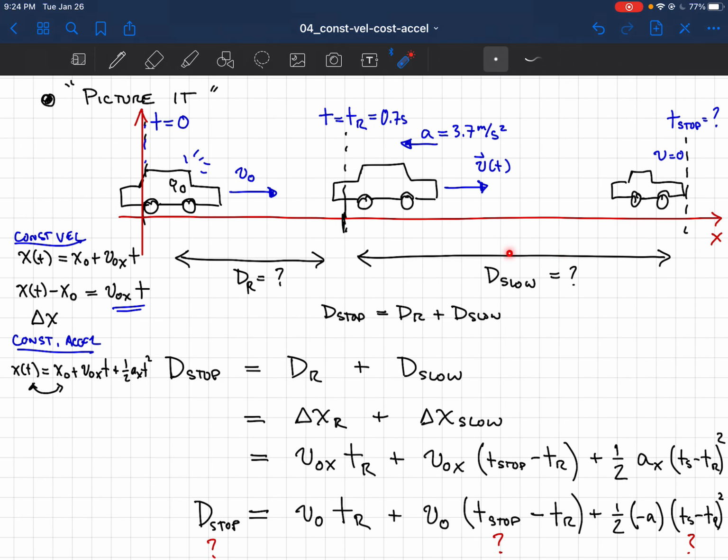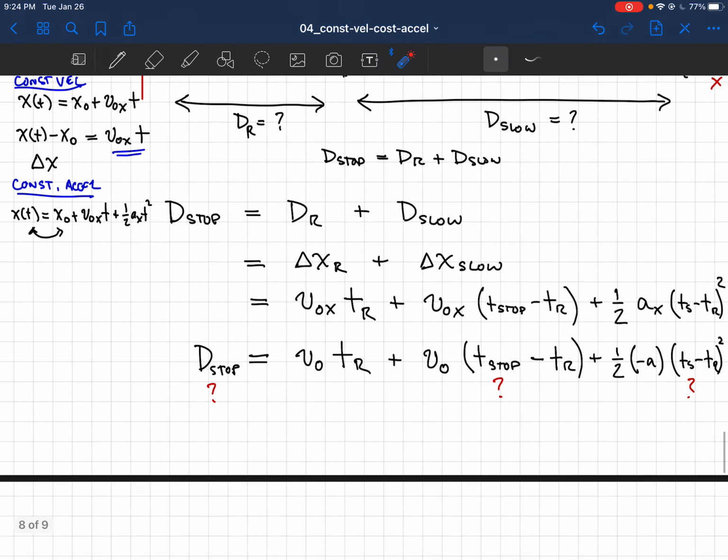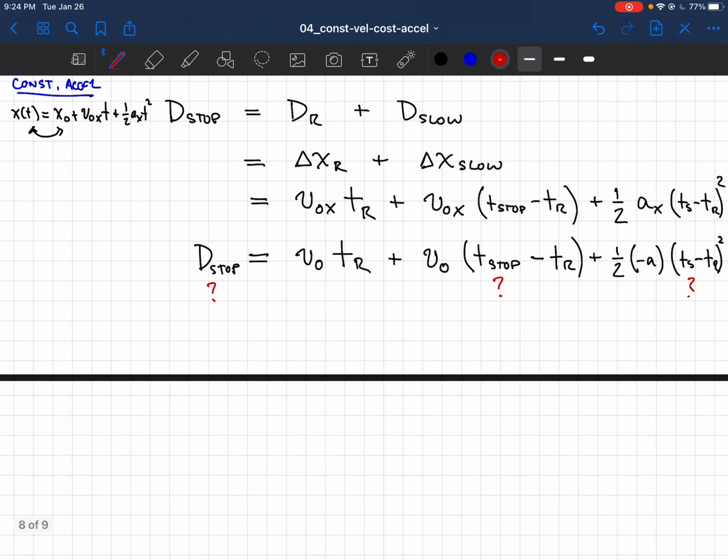So why don't we try to use that fourth equation that we had to look at only the second phase here. So let's try that. Let's write down that equation. That equation was vx of t squared minus v0x squared is equal to 2ax times x minus x0.